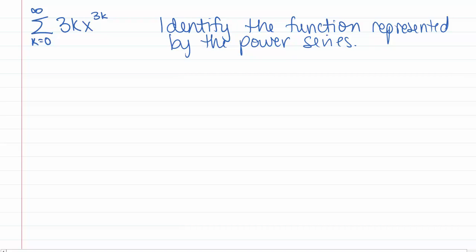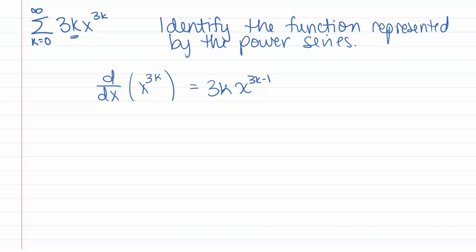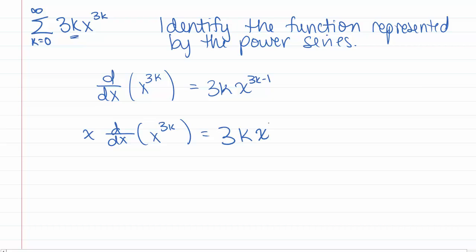Identify the function represented by the power series. Now we have 3k x to the 3k. And here we want to recognize that by having this k out front, it should make us think about derivatives. So what was the derivative of x to the 3k? That'd be 3k x to the 3k minus 1, since k is a constant here. And that's kind of what we have. We have a 3k x to the 3k. So we have actually x times that, right? So we have x times the derivative of x to the 3k equals 3k x to the 3k.